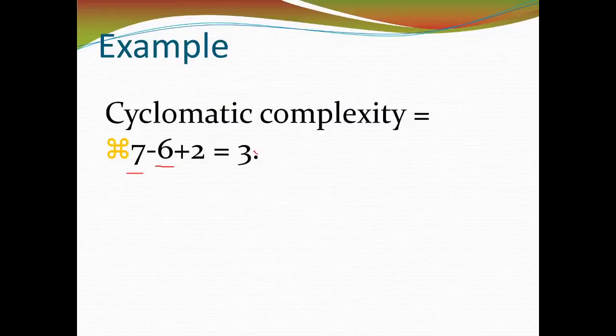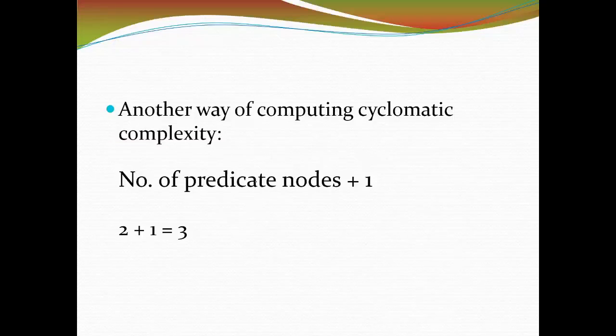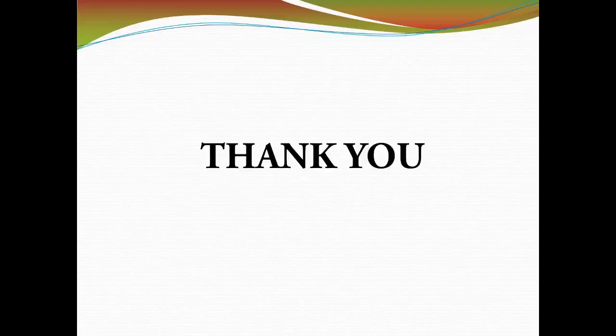So we will get the value here as 3. Now there is another formula to check whether your value is correct or not. Number of predicate nodes. So the number of predicate nodes here is 2, one is the while loop and the other is the if condition. So 2 plus 1 is 3. So it is matching. Okay, then your code complexity is correct. So you need here at least 3 different test cases so that you can test all independent paths.